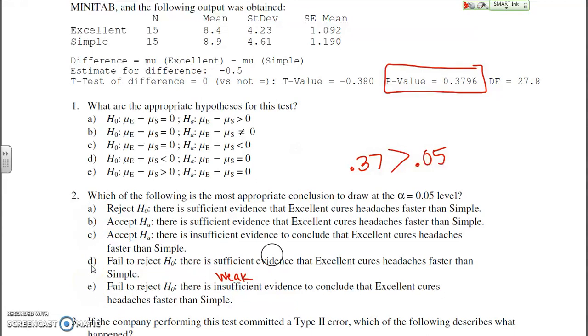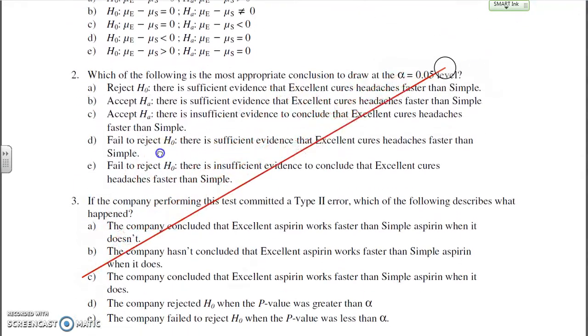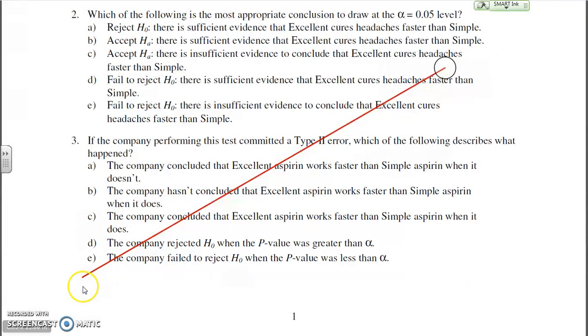All right, I'm going to have to again scroll down to get to the next problem. Excuse the line across the screen. My program does that a little bit. All right, so again back to type 2 problems. Or type 2 error questions. If the company performing this test committed a type 2 error, which of the following describes what happened?